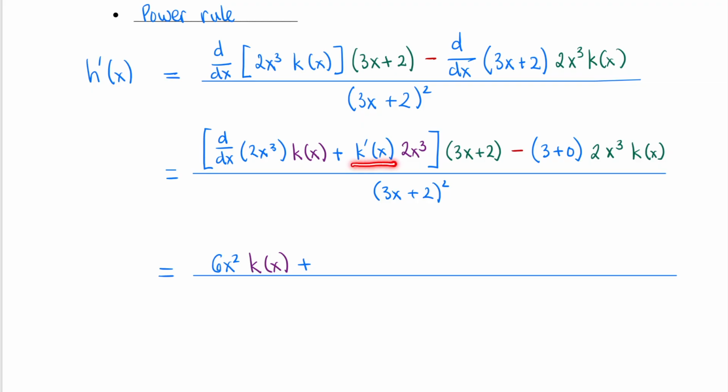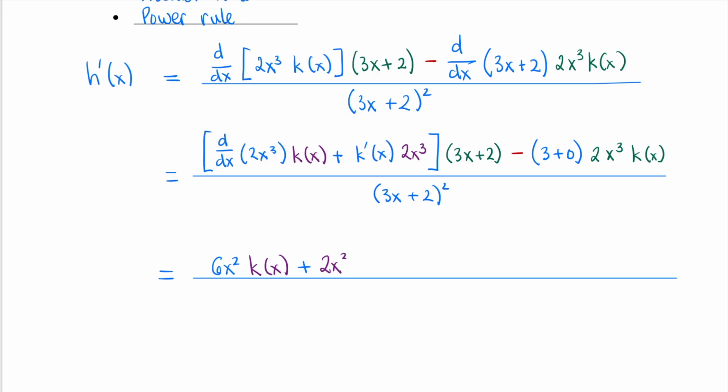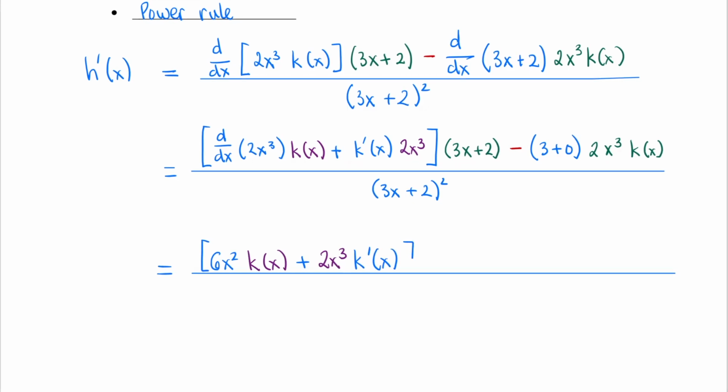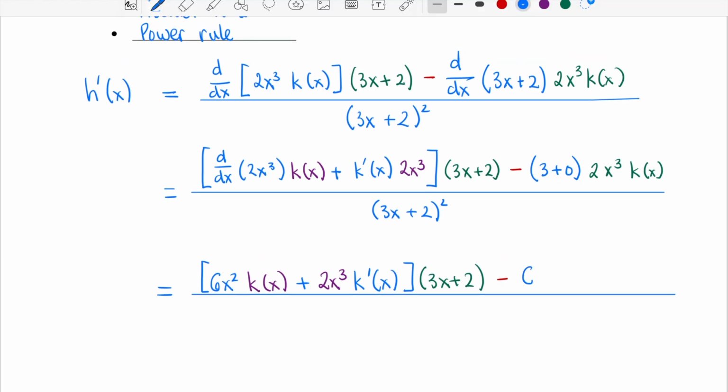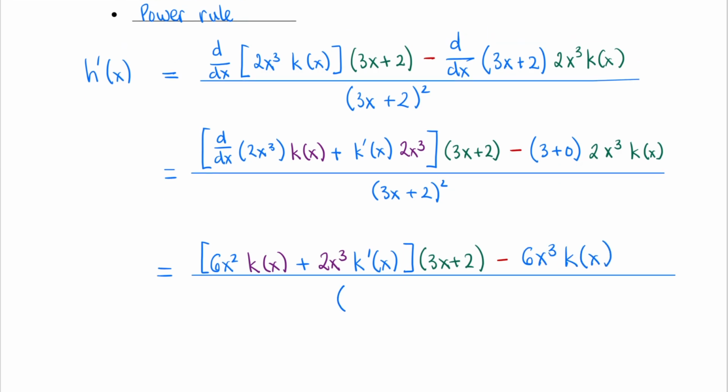The derivative of k of x is k prime of x. Since we don't know what k of x is, we just leave it as k prime of x. k prime of x times 2x to the third is 2x to the third times k prime of x. And multiplying by 3x plus 2, minus 3 plus 0 is 3, and 3 times 2 is 6. So I have 6x to the third times k of x, all over 3x plus 2 squared.